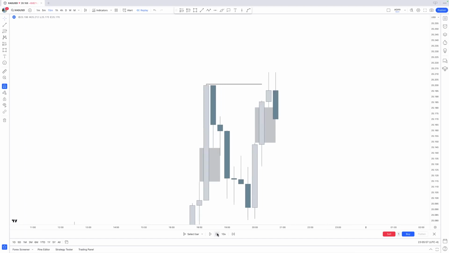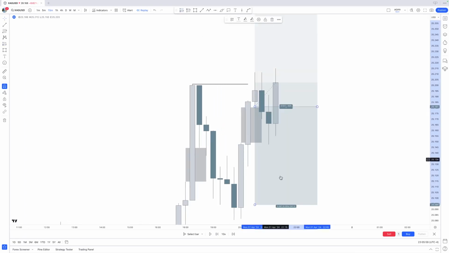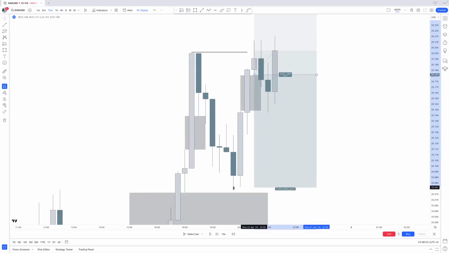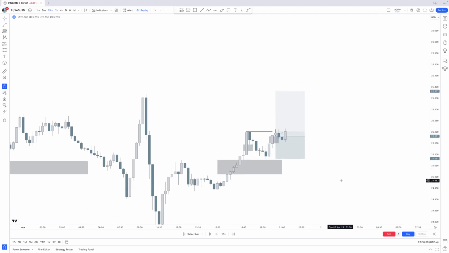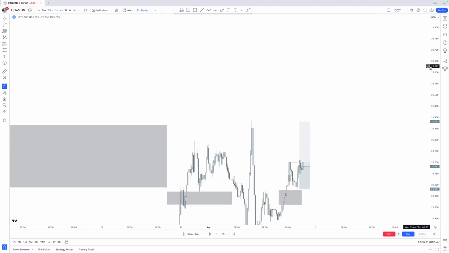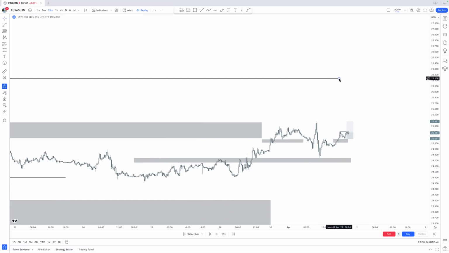Then after everything right here, to give you one example, this could have been a perfectly fine entry as well. Targeting, what I like to do is target a 1 to 2 right there, which is still a very small area of the overall draw on liquidity, which we are actually targeting right there, which for me is perfectly fine.